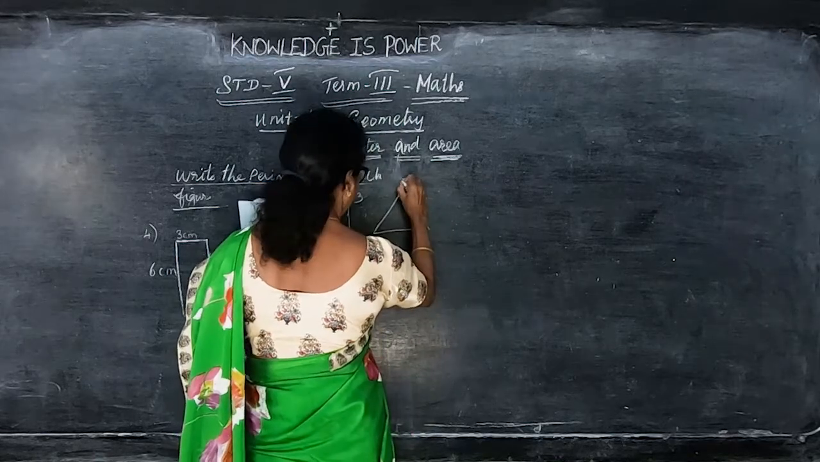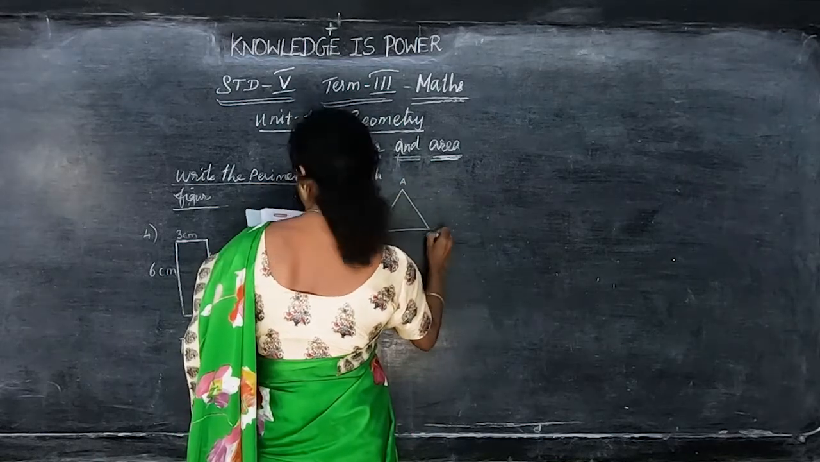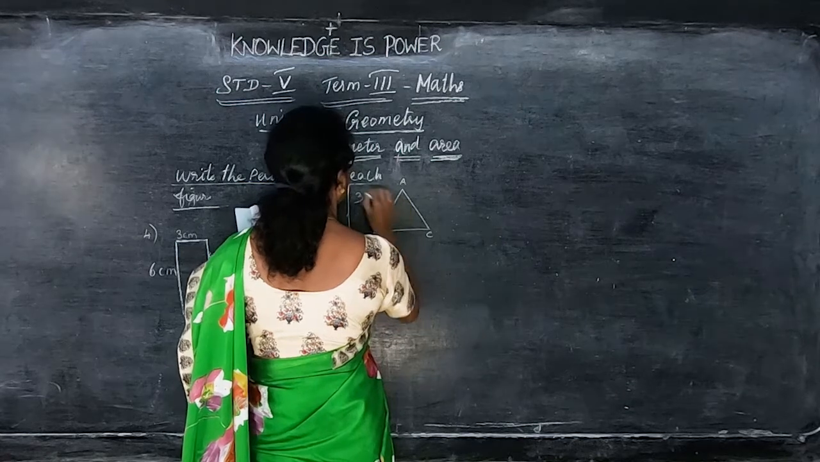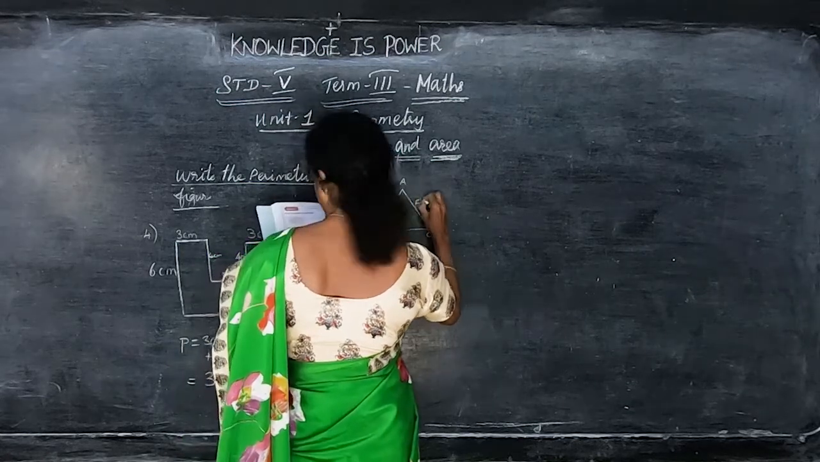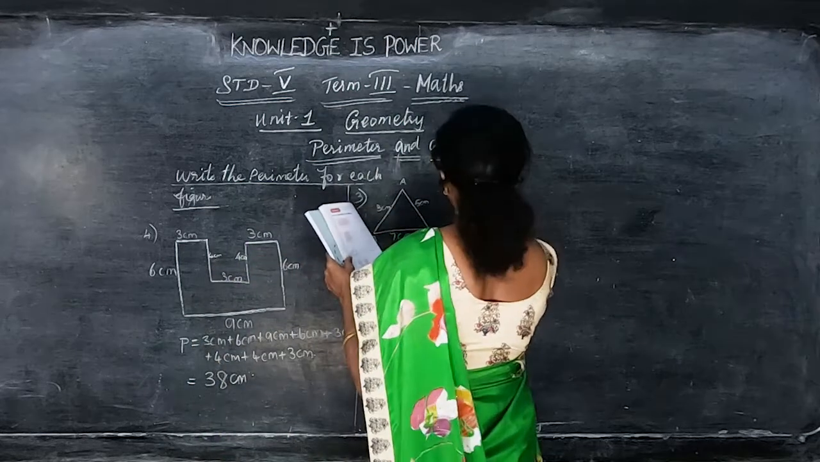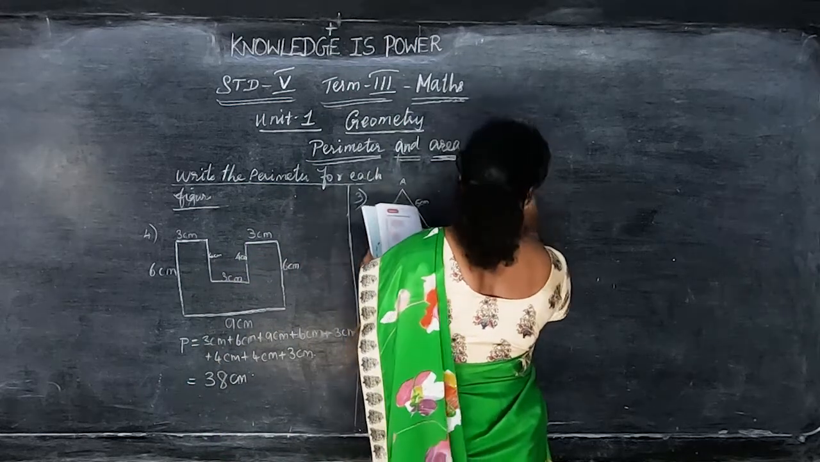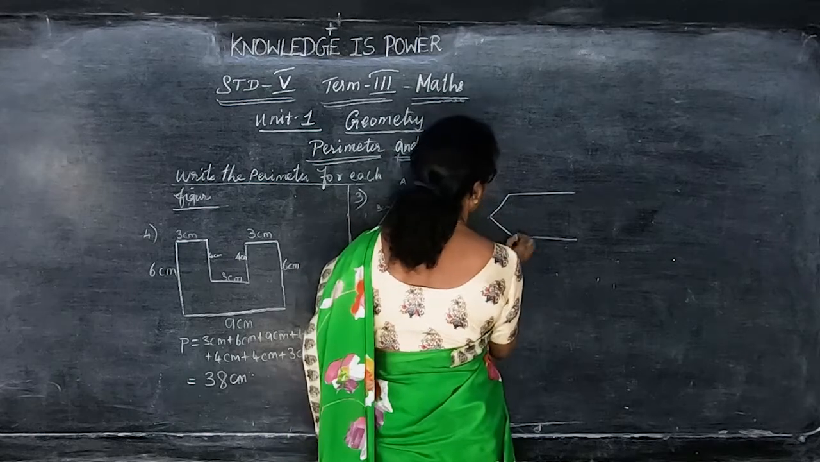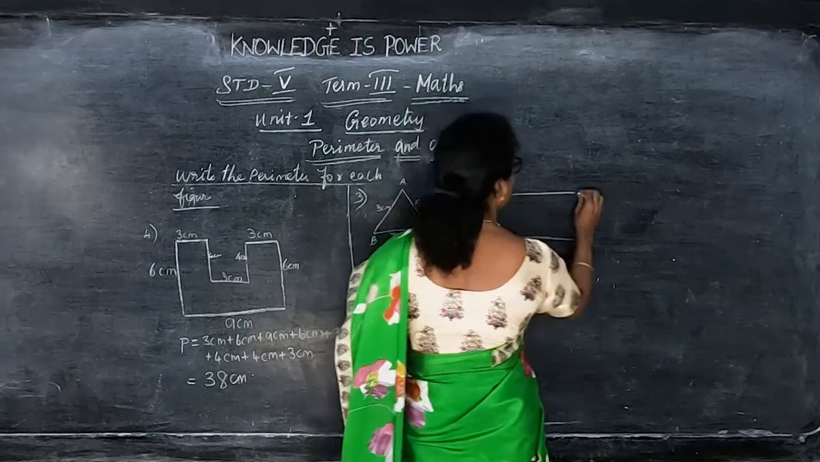Now this is A, B and C. Here they are given the alphabets. So you can write 3 centimeter, 5 centimeter and 7 centimeter. Then the fifth sum. So this you have to do by yourself, children. This is as a homework.